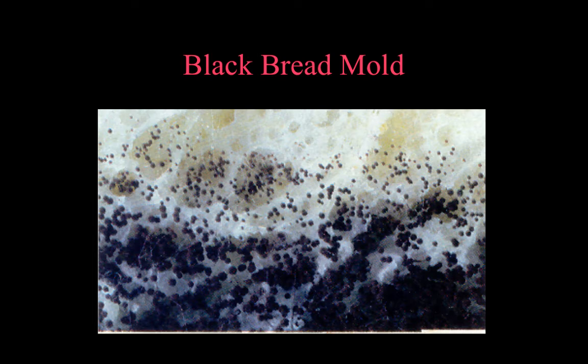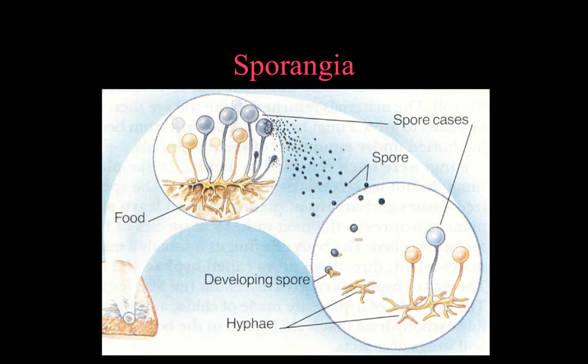Here's a picture zoomed in on a piece of bread getting covered in black mold. Here's more of a cartoon version of the life cycle of sporangia. You can see that the hyphae form these tall stalks when they get ready to reproduce, and the spore cases look like little spheres on the top of those stalks. That's where the spores form. Once a spore is released, if it lands in a spot with food and water, it'll grow into another fungus.